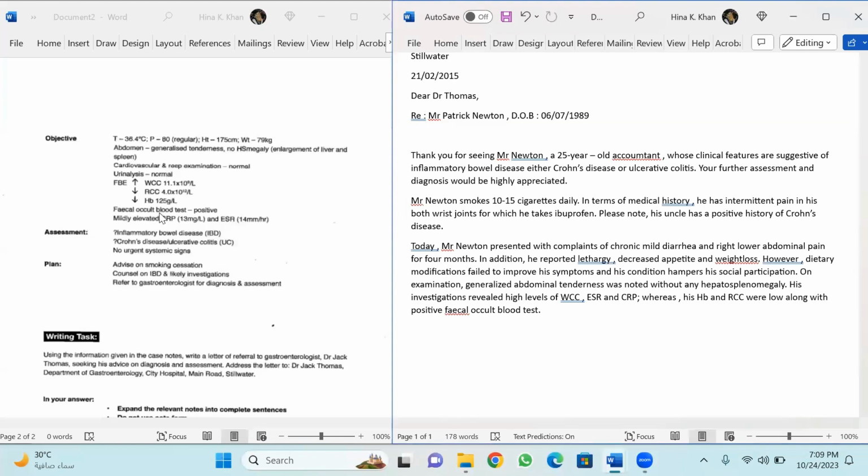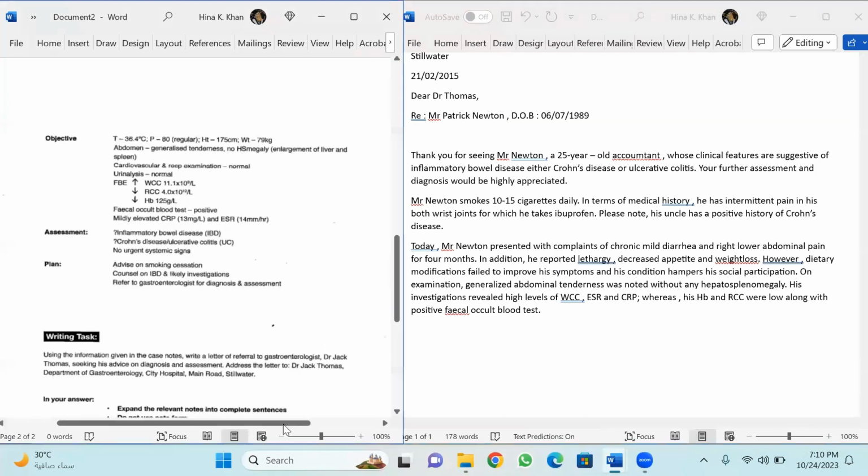Again, there is no need to write the word labs. If you want to write it, you can, but again, no need. And then, whereas, comma, here is this contrasting sentence, I just wrote it in one sentence. Now what's left is that I have counseled him and I have advised him on smoking cessation. So I will just write it here. Now you can use a connector such as as a result, or hence, consequently. You can use any three of these.